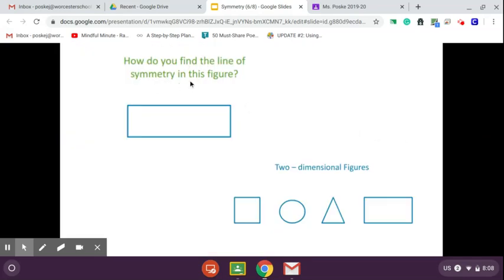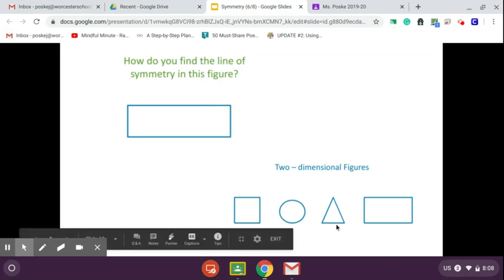How do you find the line of symmetry in this figure? Well, I can draw a line down the middle. I can draw a line horizontally. Okay, and that would show me that we have matching, equal sides on both sides. Okay, same thing with these lines down the middle, symmetrical. Okay, lines on the sides, yes, symmetrical. Diagonal lines on a square, yes. Diagonal lines on a circle, yes.